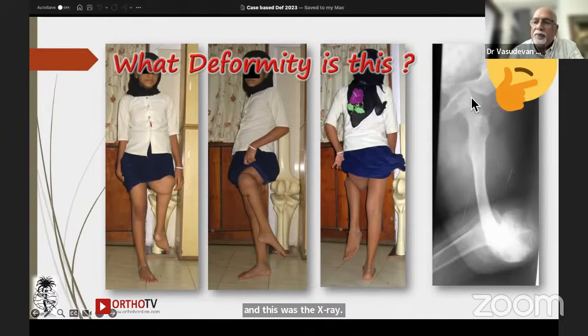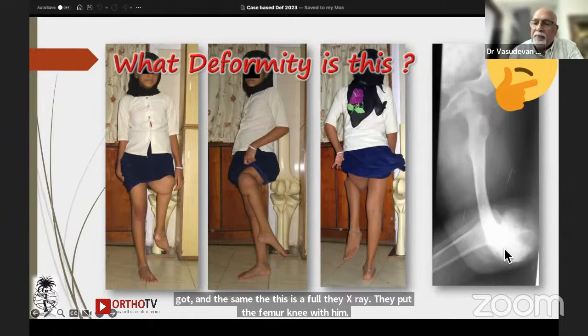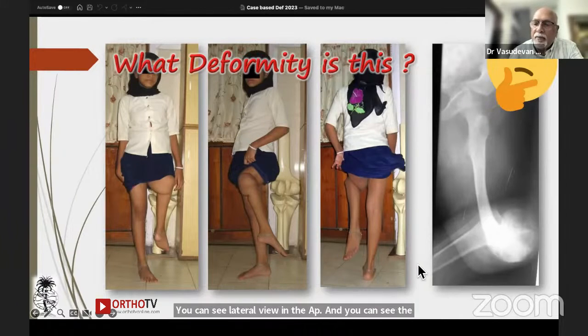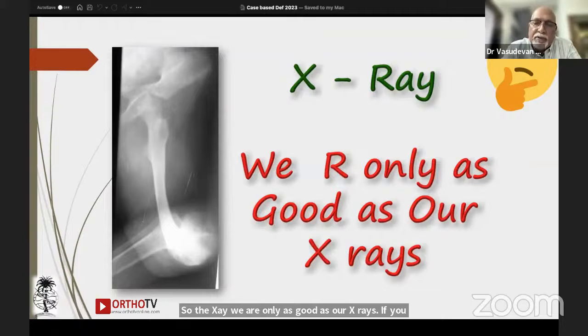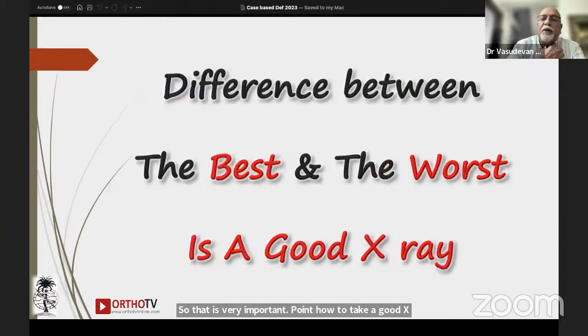This X-ray shows the neck. This is the X-ray where they put the femur, knee and hip together. You can see the lateral view in the AP, and you can see the fibula on the medial side. So the X-ray, we are only as good as our X-rays. If you don't get a good X-ray, you cannot analyze any of the issues. So our analysis becomes bad and results become bad. That is a very important point: how to take a good X-ray. And the difference between the best and the worst analysis or result is a good X-ray.